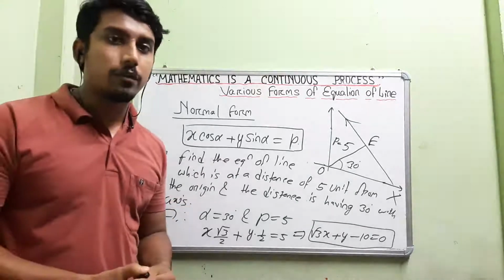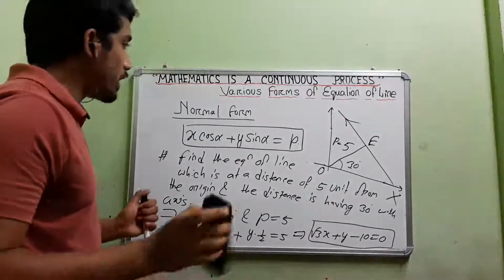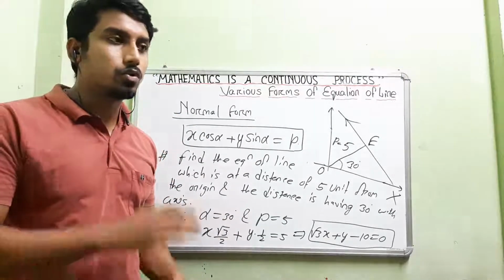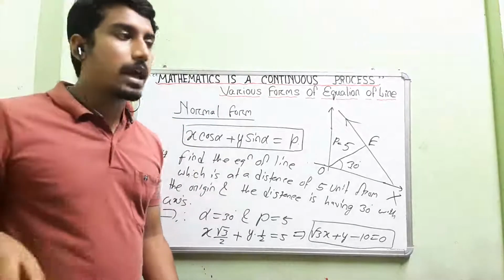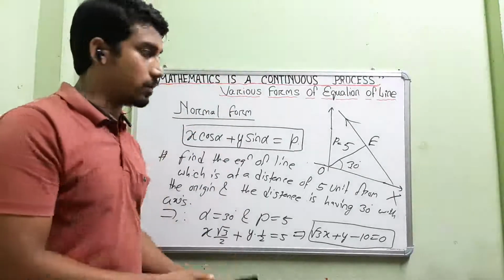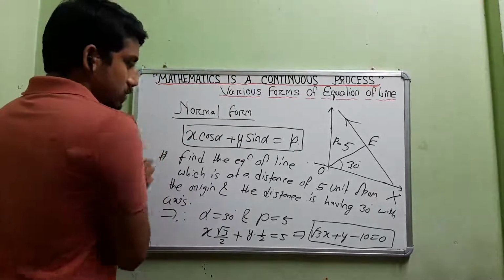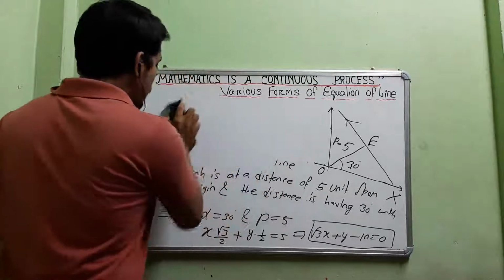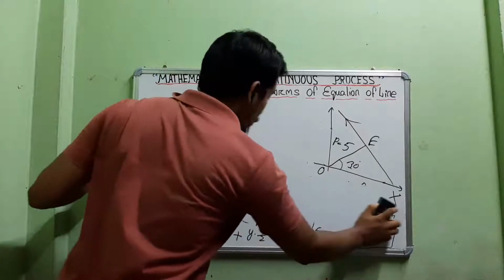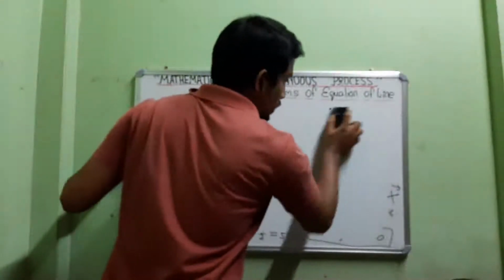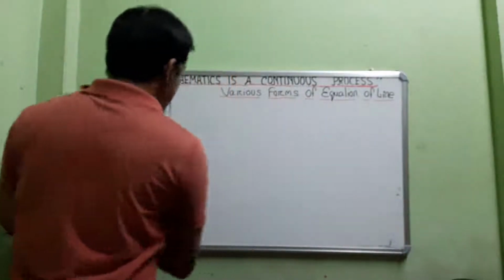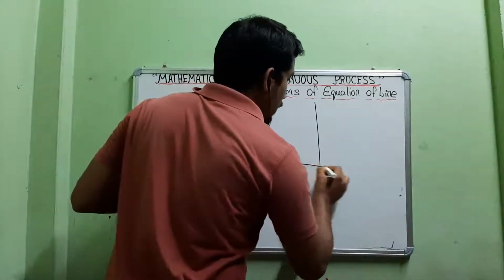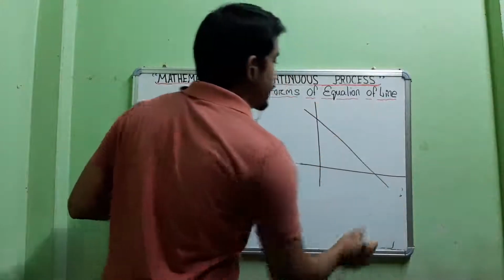Now one more very important form. Why? To draw the graph of any straight line we use that format. So that one I am discussing. This is the normal form. After the normal form, we have another very important form of the equation of a straight line. That one is called the intercept form.